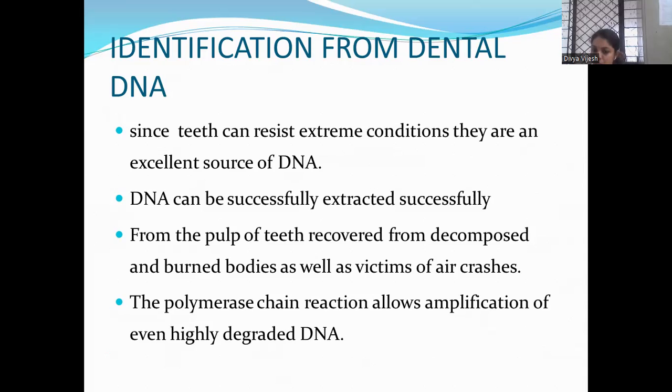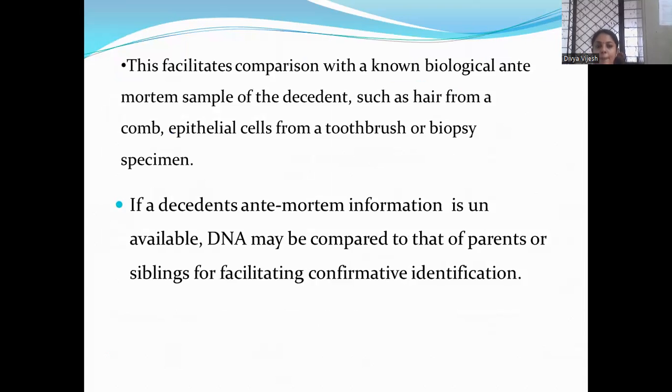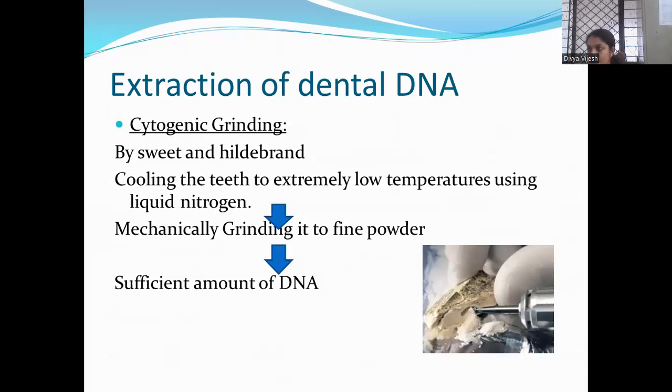The polymerase chain reaction allows amplification of even highly degraded DNA. This facilitates comparison with a non-biological antemortem sample of the deceased, such as hair from a comb, epithelial cells from a toothbrush, or a biopsy specimen. If direct antemortem information is unavailable, DNA may be compared to that of parents or siblings for facilitating confirmative identification. So that's what we are doing in mass disasters.